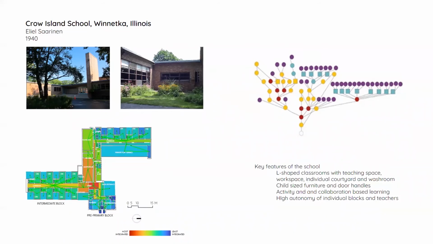The classrooms are L-shaped and built to function as autonomous units. Each class has its own teaching room, secluded workspace, outdoor courtyard, and washroom. The classroom is also quite disconnected from the other classrooms.